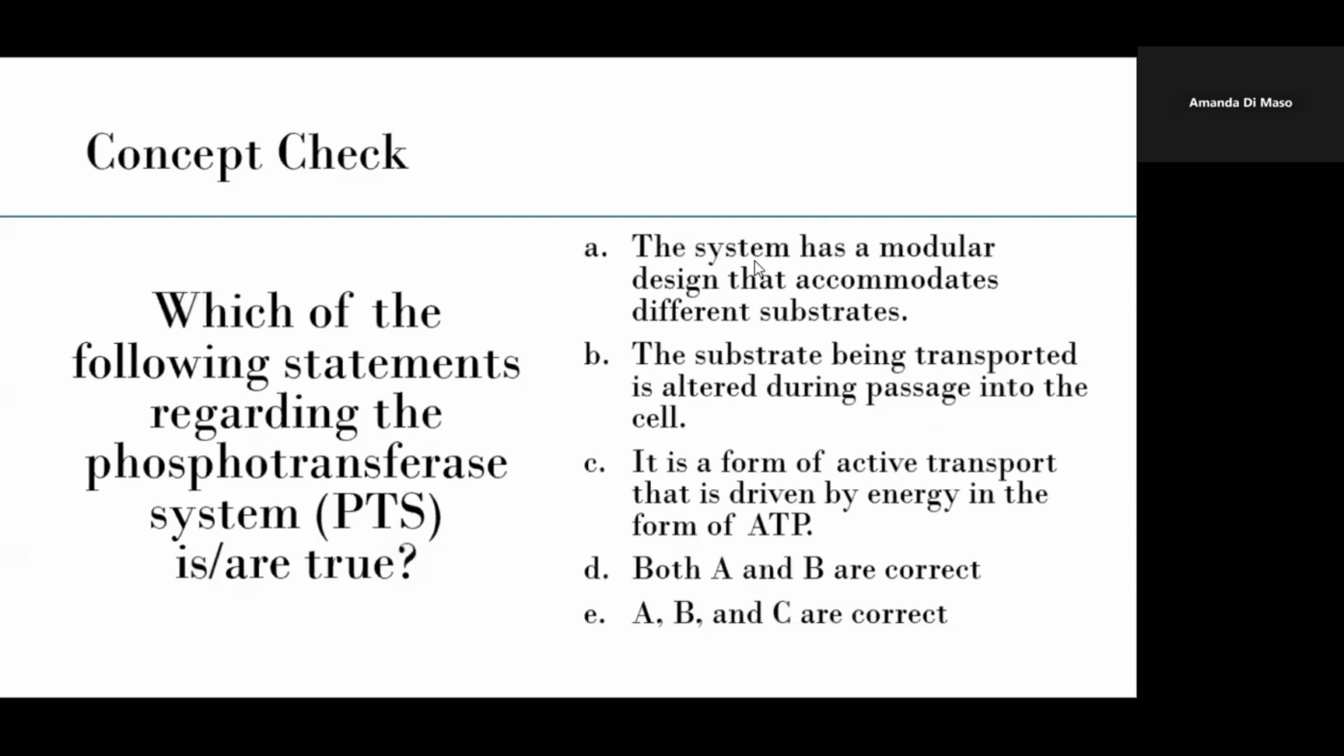Now, here's a quick question for you from the textbook. Which of the following statements regarding this phosphotransferase system, the PTS, is or are true? A, the system has a modular design that accommodates different substrates. B, the substrate being transported is altered during passage into the cell. C, it's a form of active transport driven by ATP. D, A and B. E, A, B, C. So take a minute, talk to a friend about it if you need to. Which statements are true?